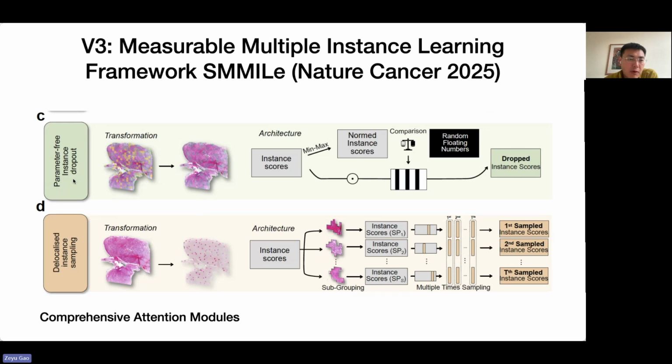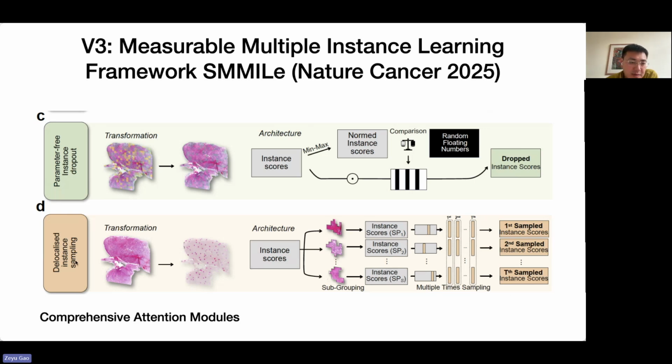First of all is the dropout framework, because the instance MIL only focuses on very few highly discriminative instances. So what we think is we just drop those highly discriminative instances and force the model to focus on the rest of the instances, right? It's a very intuitive design. So we have this instance dropout framework.